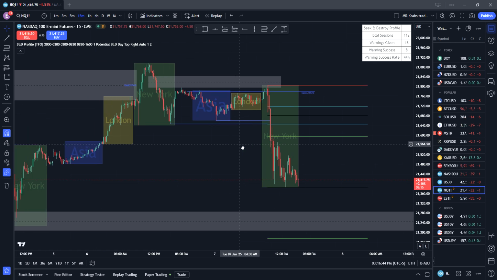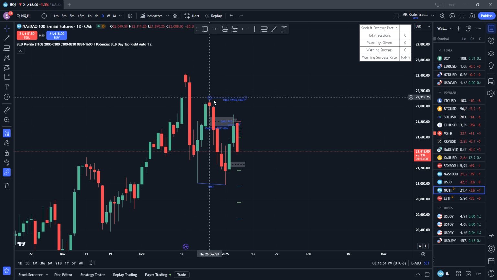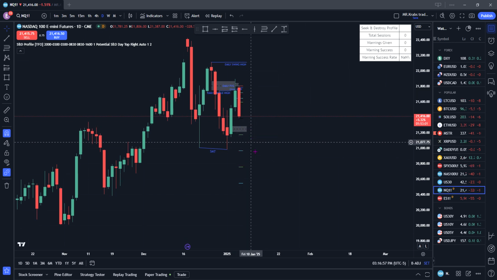If we're looking at the bigger picture, right? The daily, as you can see, we made a high, made a lower high, made another lower high respecting this daily fair value gap. So we want to see this come down, probably to at least, definitely to the gray shaded area.